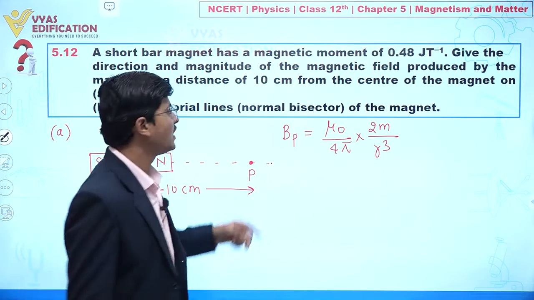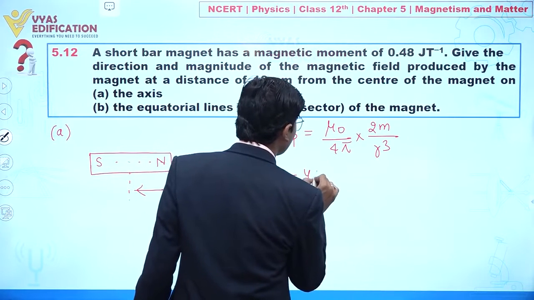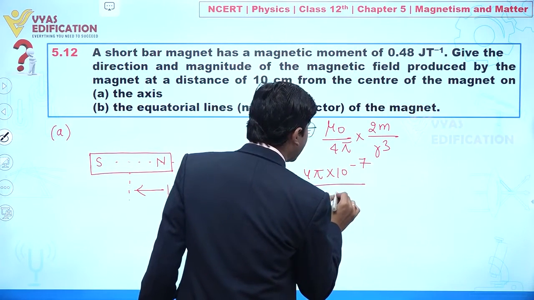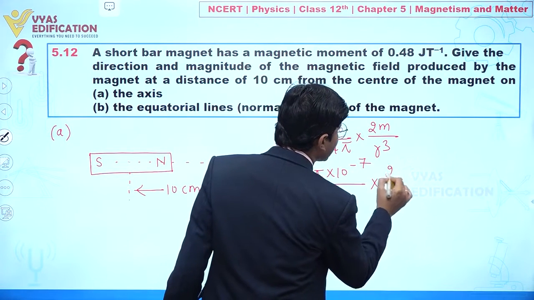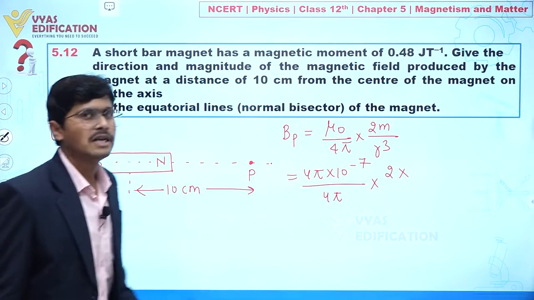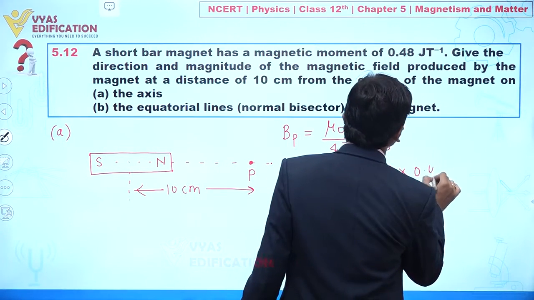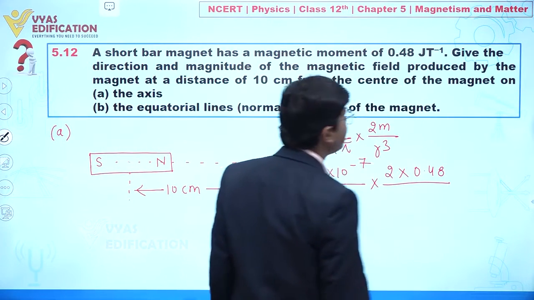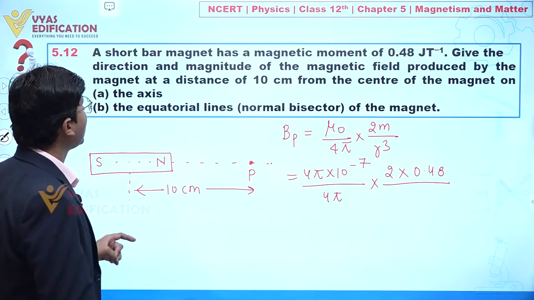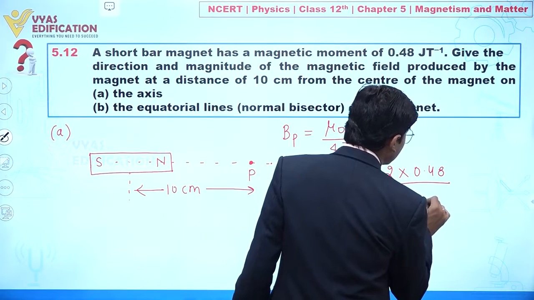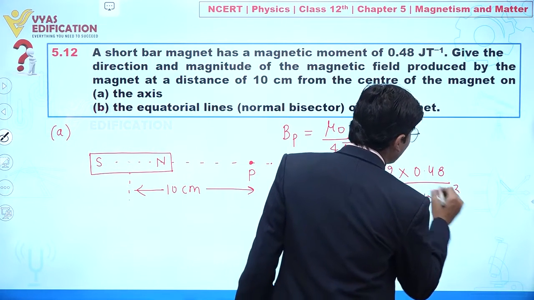Clear? And the value of mu naught, we know, is 4 pi into 10 to the power minus 7, divided by, I can say, 4 pi, multiplied by 2, multiplied by the value of small m, which we have as 0.48. Clear? Divided by r cubed. R is 10 centimeter, so I can write 10 into 10 to the power minus 2, whole cube.